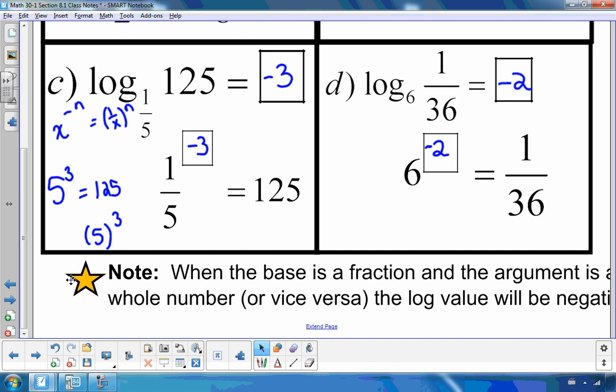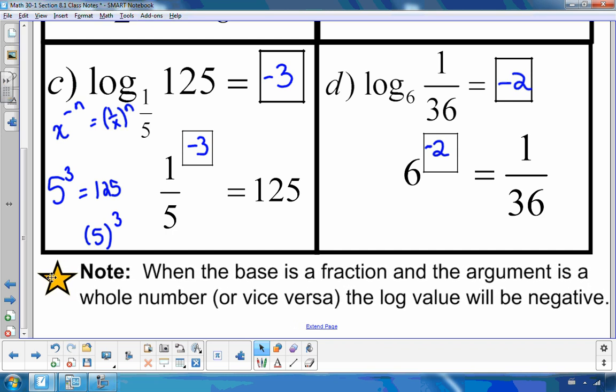So when the base is a fraction and the argument is a whole number, or vice versa, the log value will always be negative. We're going to come back to that and we're going to try that in some other ones. So we'll try that again.